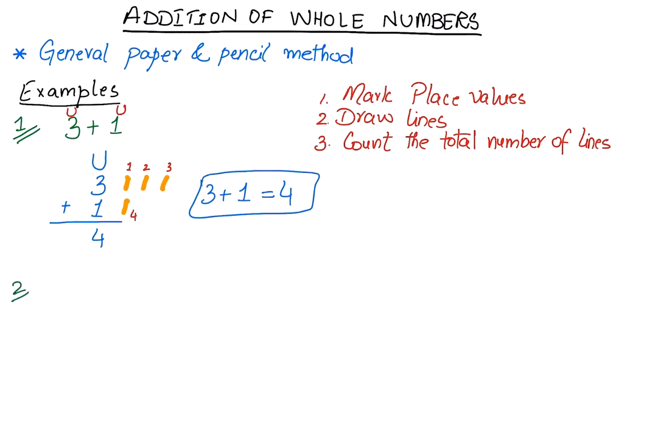Now let's look at the second example. The second example is find the sum of 4 and 2. Again, the first step is to mark place values. Since 2 is a one-digit number and 4 is a one-digit number, the place value for 2 is units and the place value for 4 is also units. Now we will write it in vertical form, units, then 4 plus 2.